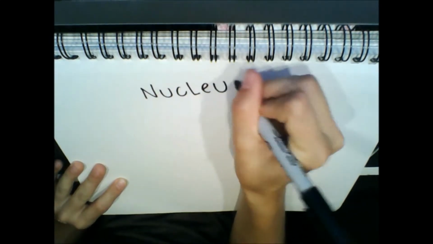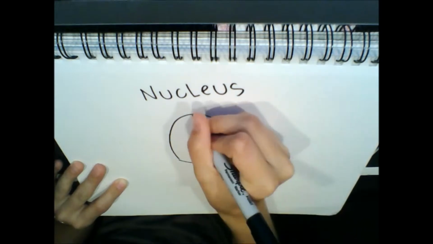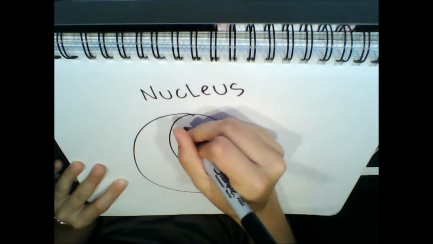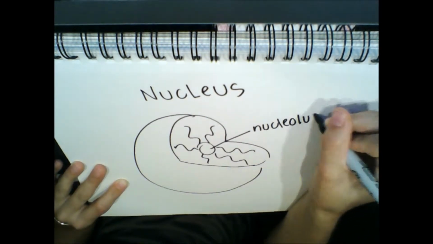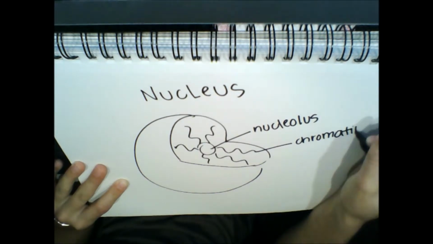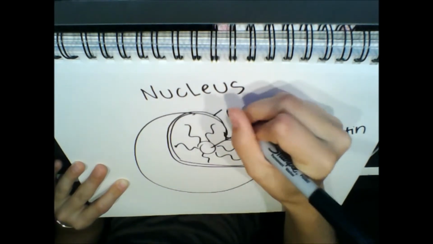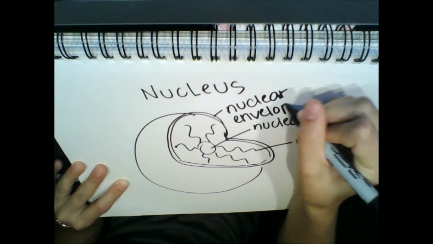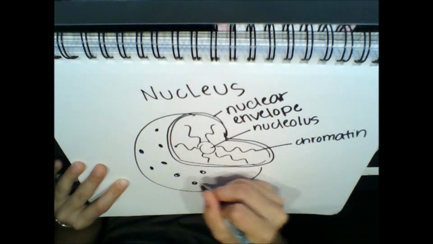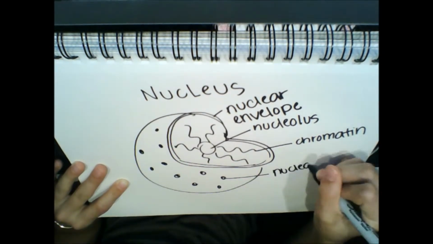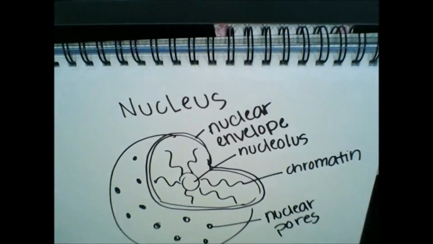On the inside, the nucleus contains a nucleolus, which is involved in the production of ribosomes. Chromatin surrounds the nucleolus, which consists of DNA and proteins. There's a nuclear envelope surrounding the nucleus, which is similar to a membrane. It has nuclear pores, which allow passage inside and out of the nucleus.